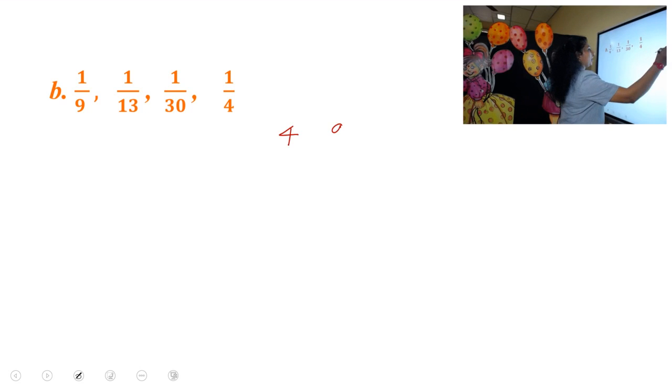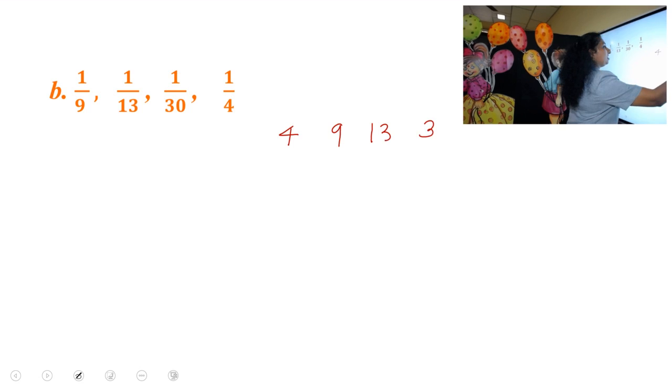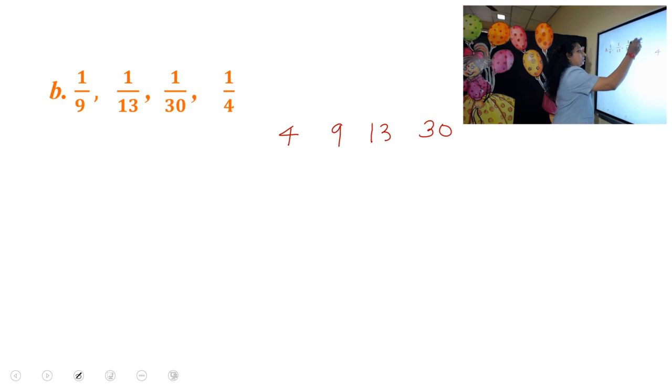1 by 9, 1 by 13, 1 by 30, 1 by 4. Here the numerators are the same. According to the rule, if the numerators are the same, what will we do? The fraction with the smaller denominator is greater. That is, the smaller one means this 4, isn't it? Here, according to ascending order, it is 4, then comes 9, then 13, then 30. So the fraction with the smaller denominator is the greater number. So it should come in this order, isn't it?